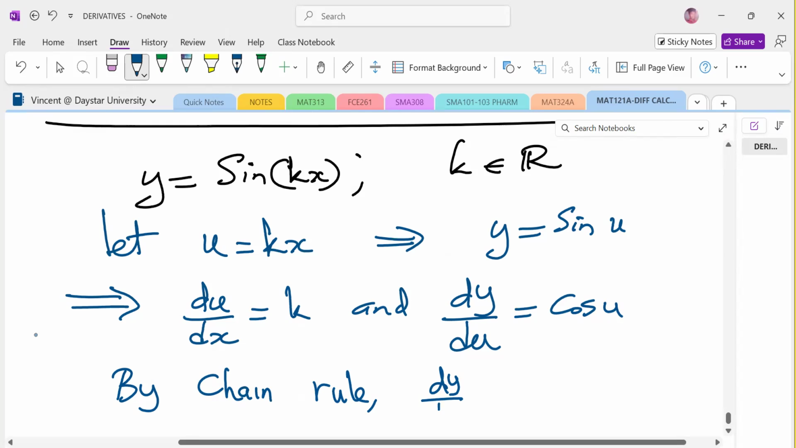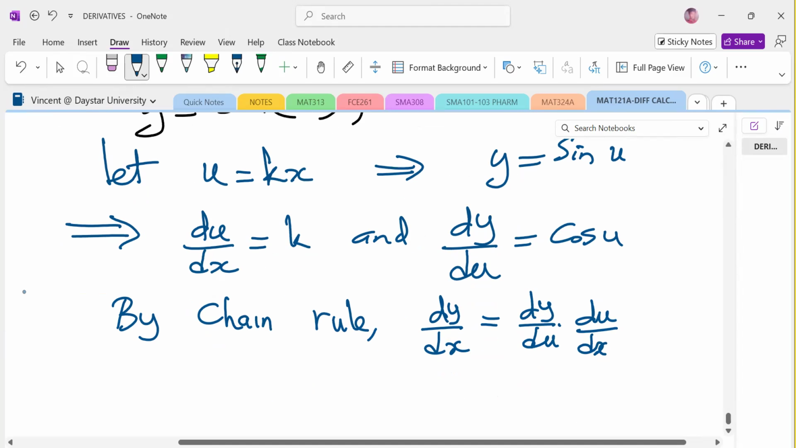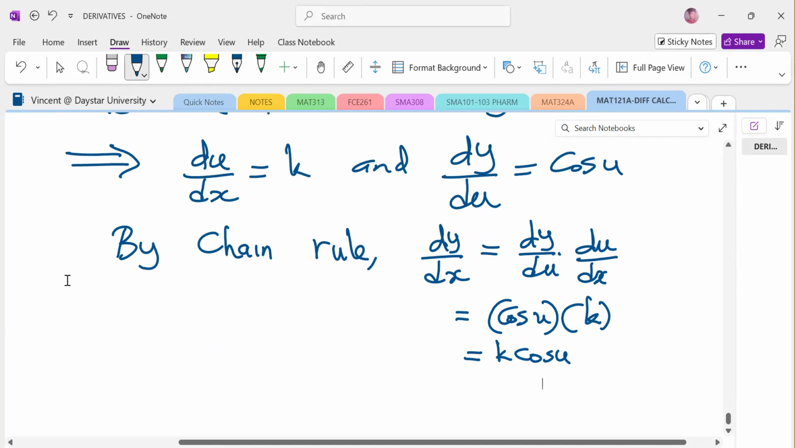dy dx is dy du times du dx. So which will be cosine of u multiplied by k, but it's good manners to write k before cos u. But then remember u was not in the question, so the answer will be k cosine of kx.